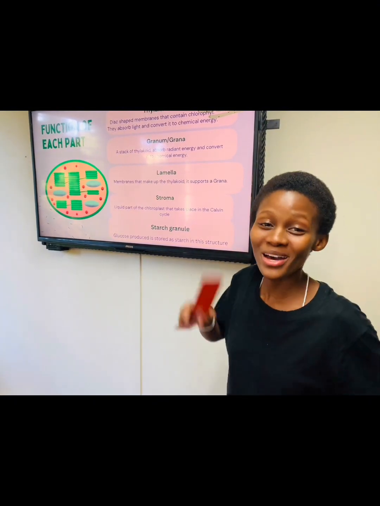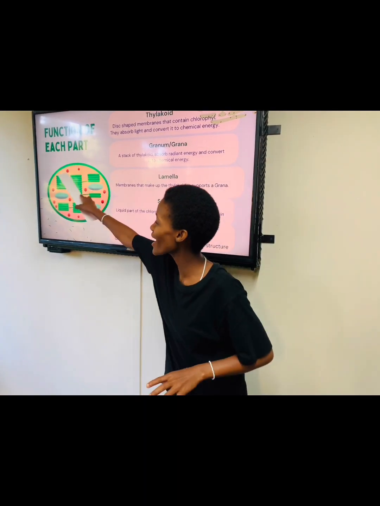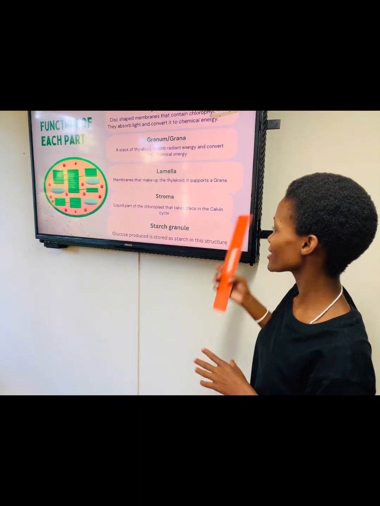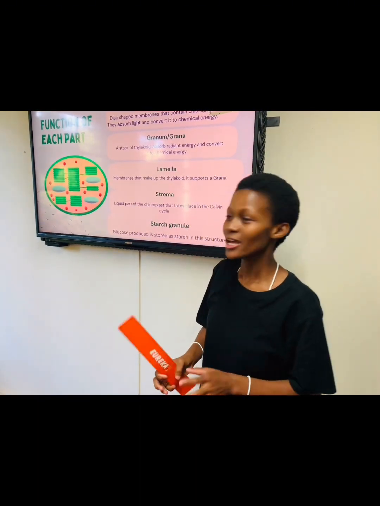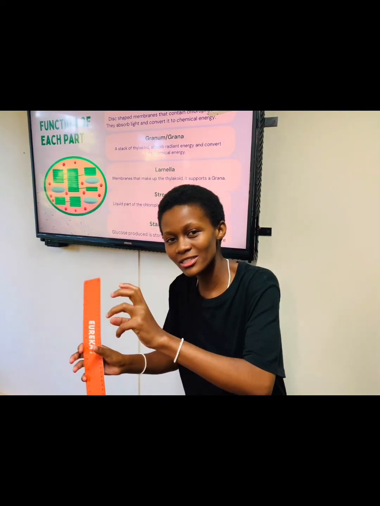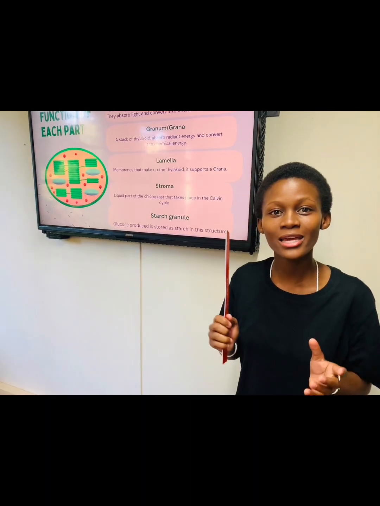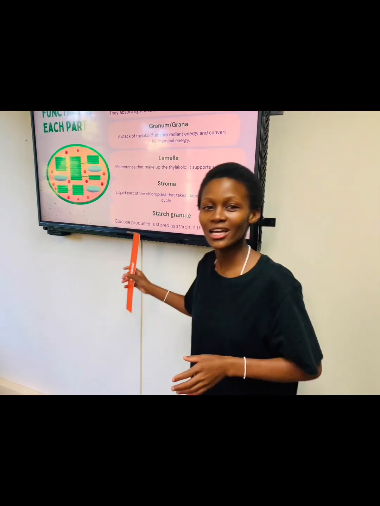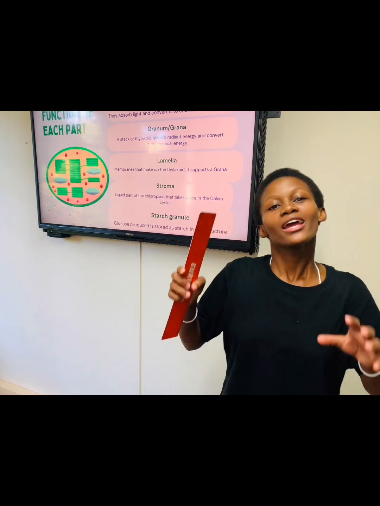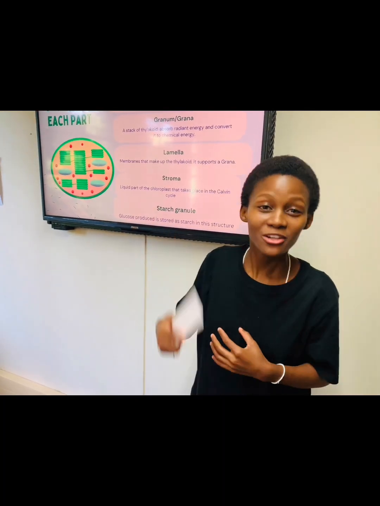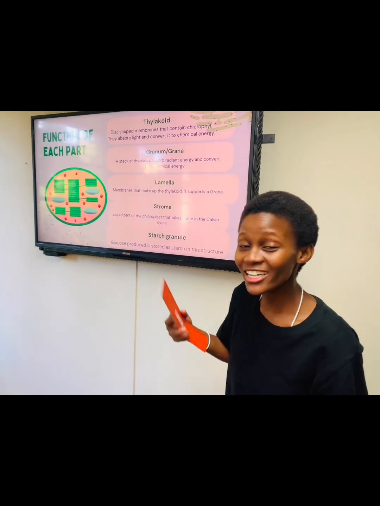The next part that we are going to look at is the stroma. The stroma is the liquid part inside the chloroplast. That is where the Calvin cycle or the dark phase occurs. The next one that we're going to look at is the starch granule. The starch granule is the part where excess glucose that is produced at the end of photosynthesis is stored.